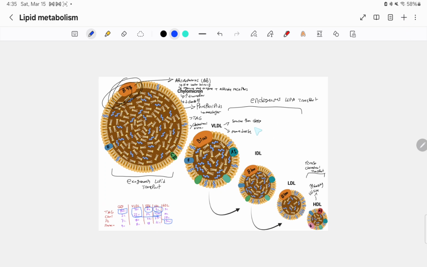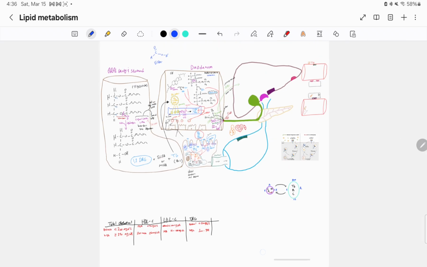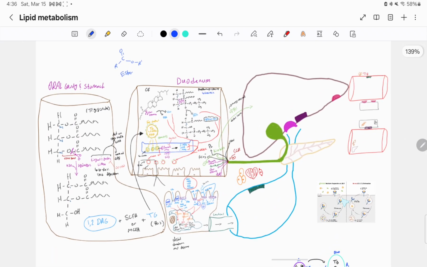Awesome. All right, guys. Now that you know a little bit about the lipoproteins, the different types, the composition of them, and what pathways they're involved in, let's dig a little bit deeper into this pathway that we left off on from the last video, okay?